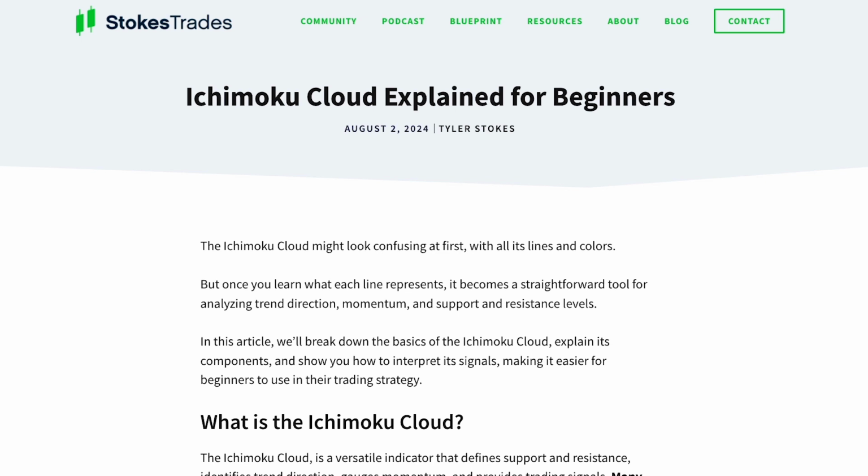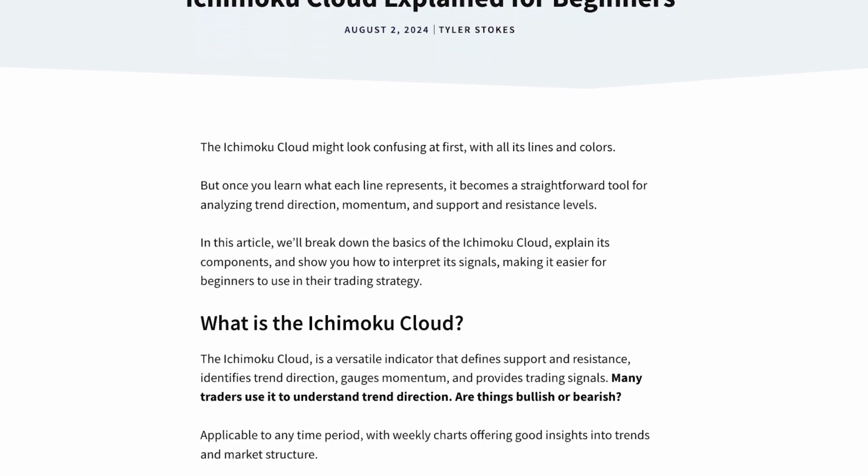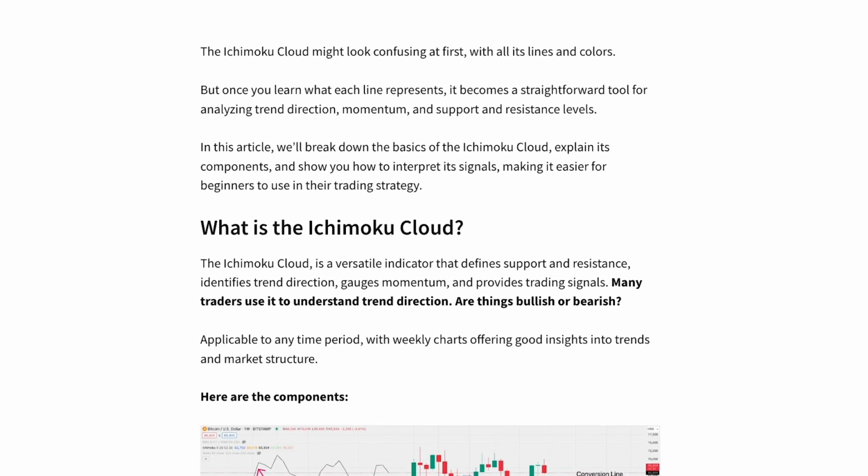Now, I know from personal experience, you might be experiencing this as well if you are a beginner, that at first this technical indicator, this Ichimoku Cloud, kind of looks confusing. There's a lot of lines and colors, and whenever you see that and you don't know what things are, you could be taken aback, and you might be thinking that this thing's too complicated for me to understand or use. But like with everything, once you actually learn what the components are, what the lines represent, it really does become a really straightforward tool for analyzing trend direction, momentum, and then just support and resistance levels.